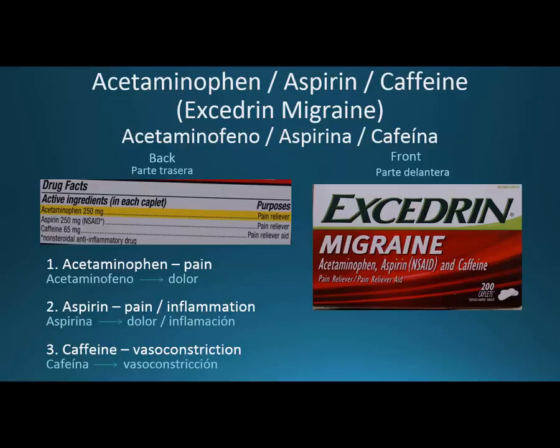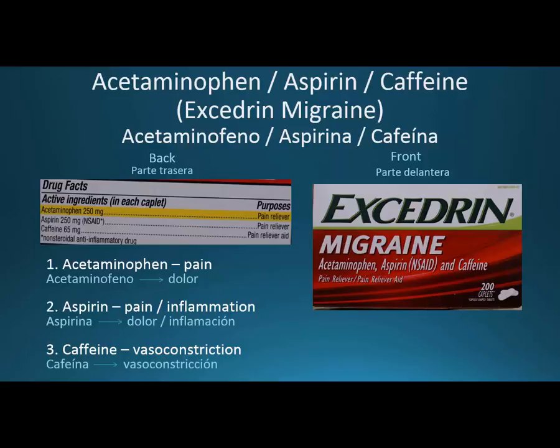So acetaminophen, aspirin, and caffeine, bring it all together. So we have pain medicine, anti-inflammatory with pain medicine, and then something for vasoconstriction. So acetaminophen, aspirina, and caffeína. So number one, the first medication, acetaminophen, is for pain. Acetaminophen es para el dolor.